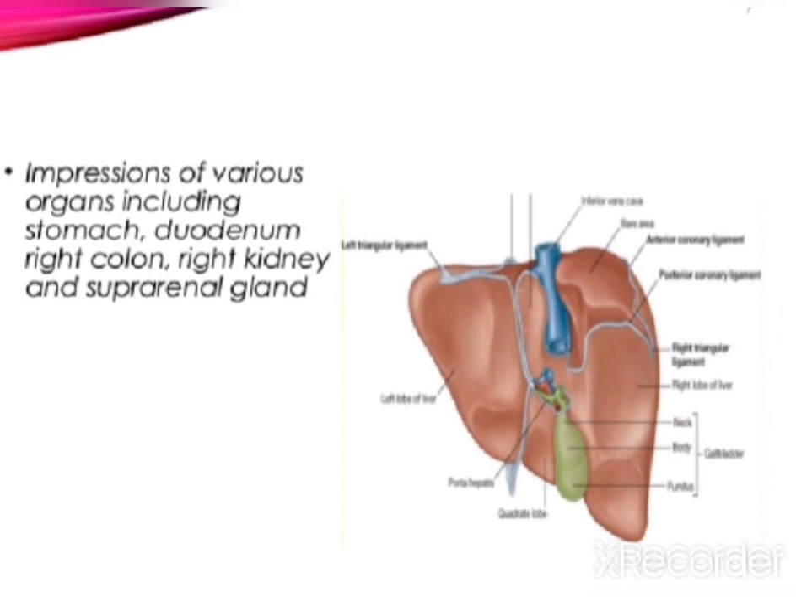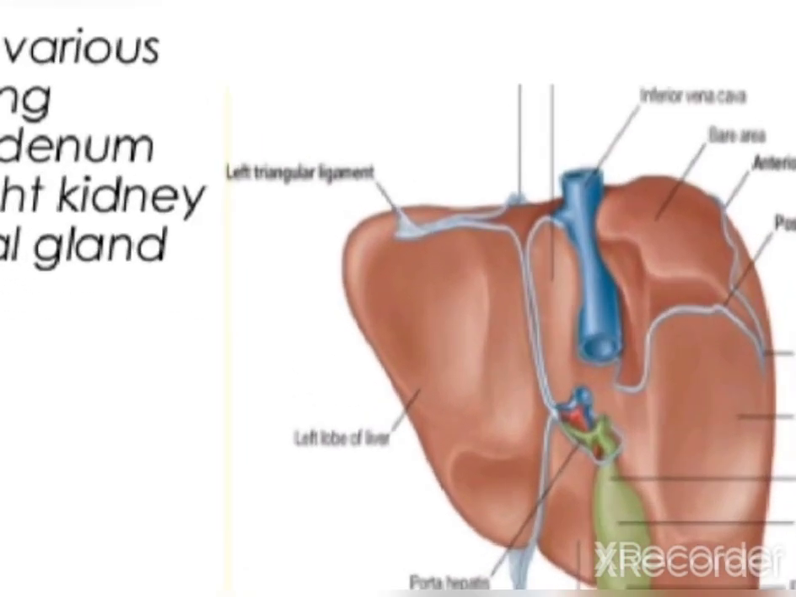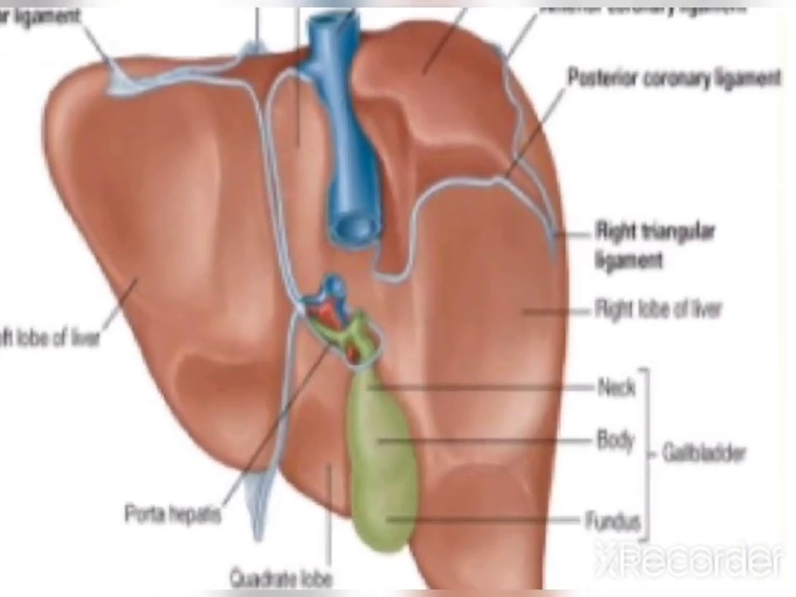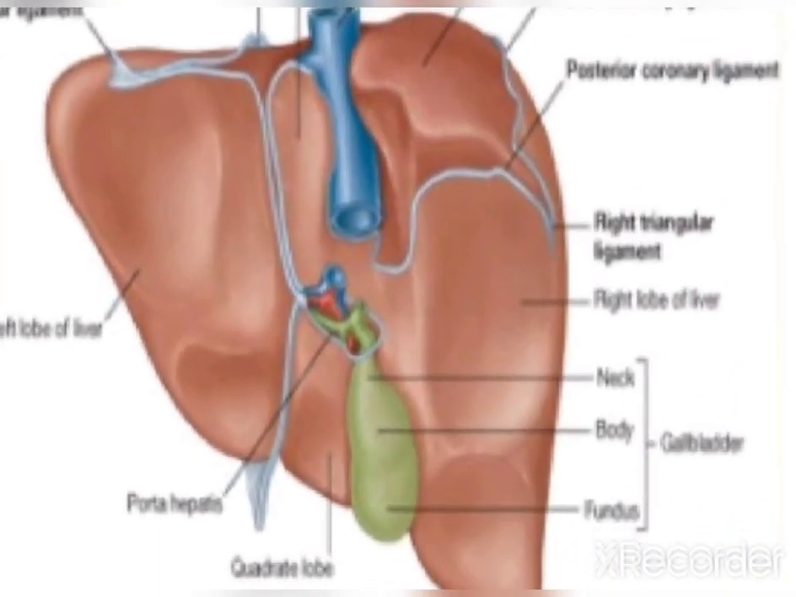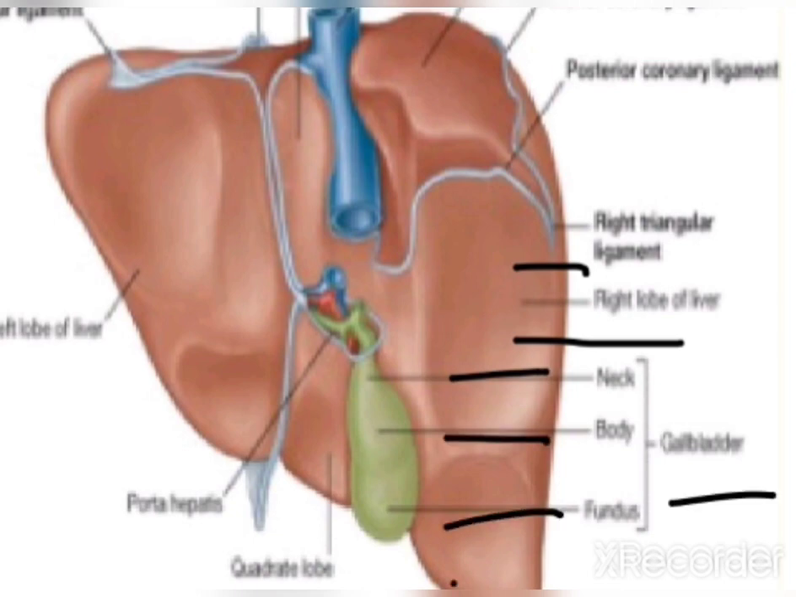So these are the various impressions on the inferior surface. So this is the right triangular ligament here, the right triangular ligament. The right lobe of liver, and this green portion is the gallbladder, the neck, body, and the fundus of gallbladder.